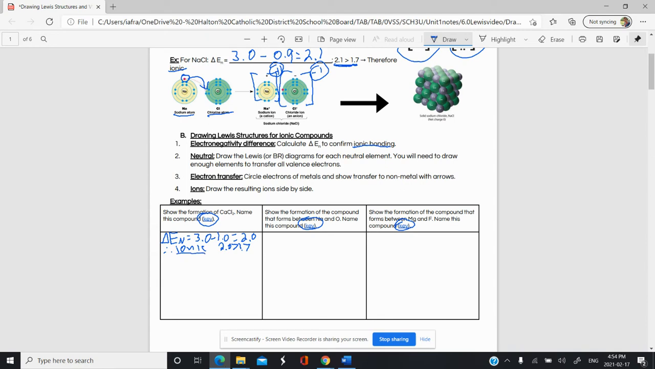So it's ionic. So what we're going to do is draw the Lewis dot structures of our neutral elements. Calcium is in group 2, so there's 2 dots. Chlorine is in group 17, so there's 7 dots there. And it says there's 2 chlorines, so I'm going to make sure I draw those 2 chlorines there.